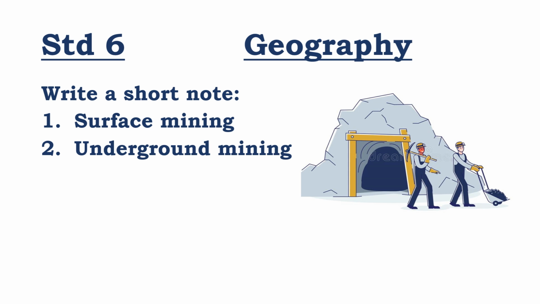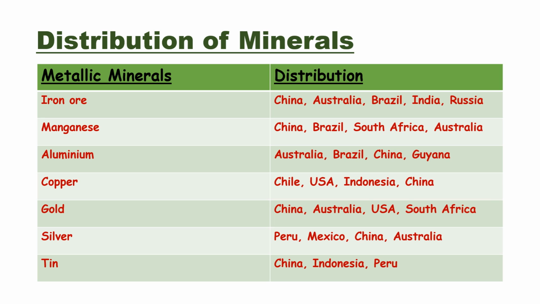Now, in this video, as I've already told you, we are going to discuss the distribution of minerals, uses of minerals, and conservation of minerals. So this is the table. As you can look at the screen, this is the distribution of minerals, where metallic minerals are written on one side, and on the other side it's written distribution, meaning where these minerals are found. The following table shows the worldwide distribution of minerals. Iron ore is found mostly in China, Australia, Brazil, India, and Russia. Manganese is again found in China, Brazil, South Africa, and Australia.